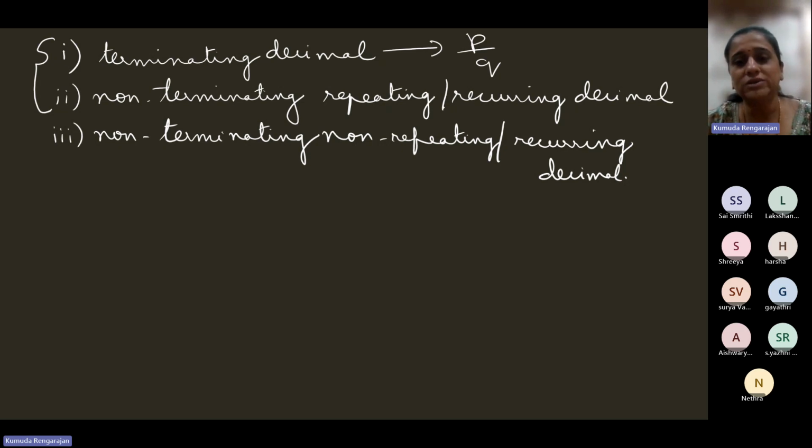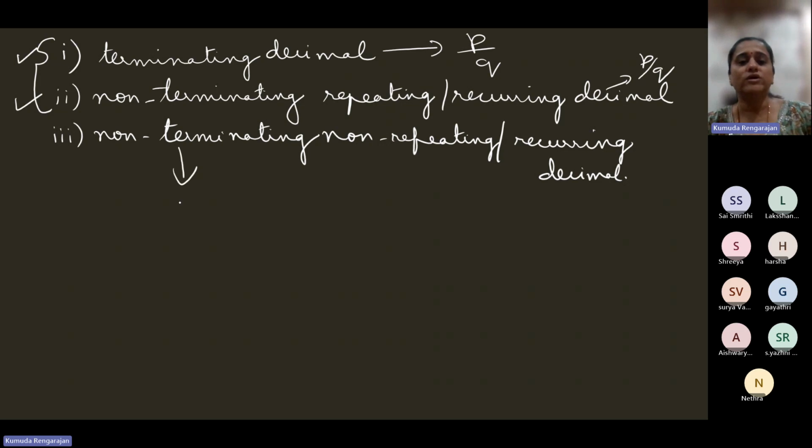How do we get this non-terminating repeating decimal? It's the result of a division process where the division did not come to an end. The division went on, and that's when we got the quotient as a non-terminating repeating or recurring decimal. So this one also has a p by q form, because these two are a result of a division process. Division means what? Integer by integer, no? You divide an integer by another integer. So these are from rational numbers.